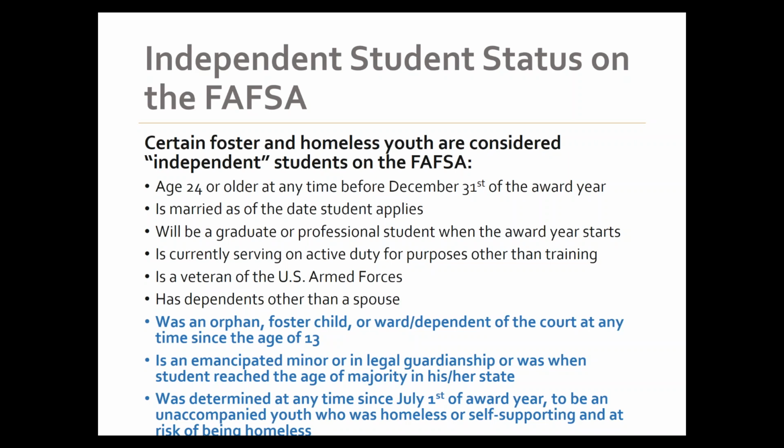It's critical that we know how to correctly advise youth so that they're getting this independent status that they're eligible for on the FAFSA. And if someone can answer yes to any of the bullets on the slide, basically, they're an independent student. So a student who's 24 or older, who's married, a graduate student, on active military duty, a veteran, or has dependent children of their own, all independent students. Then you look at the last 3 on the bottom of the slide, and these are the ones that we'll be talking about today.